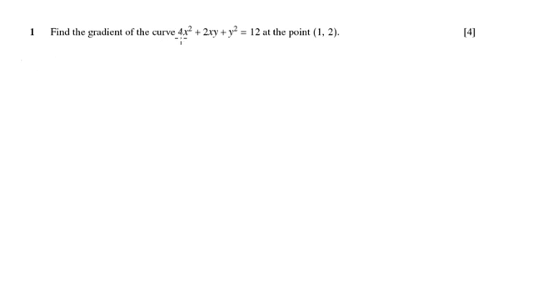So I'm going to differentiate 4x squared, which is 8x. I'm going to differentiate 2xy, and to do 2xy I'm going to split this and treat it as a product, which it is, and use the product rule. So that's differentiating the first term and leaving the second term alone. So that's 2y plus leaving the first term alone and differentiating the second term.